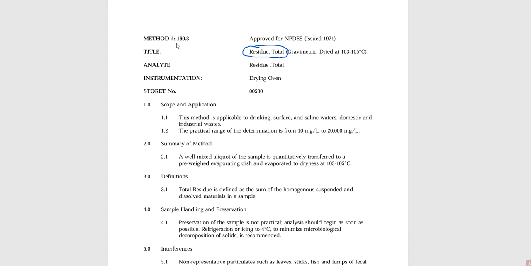So in a nutshell, 160.3 is almost like 160.1 and 160.2 put together, and that's why we call this total residue. So imagine that you are someone that's paying for a service, and that service is to just get an overall dirtiness of how this water sample might be. Like, how much residue is there, and I want the overall picture.